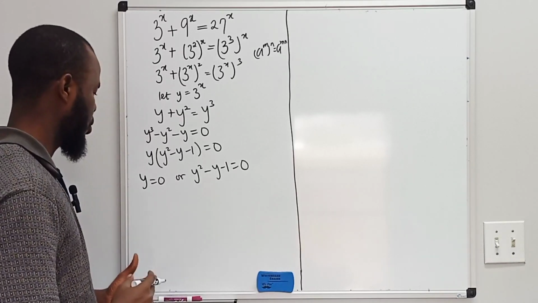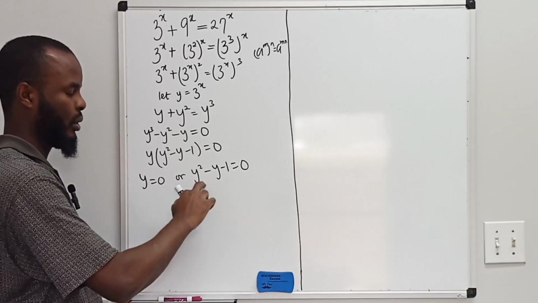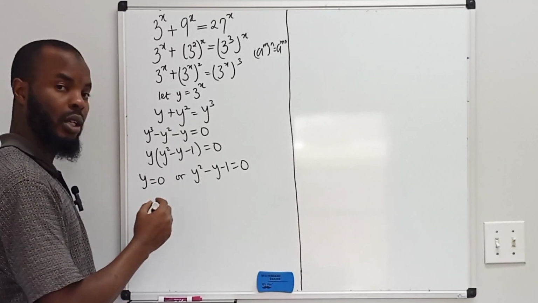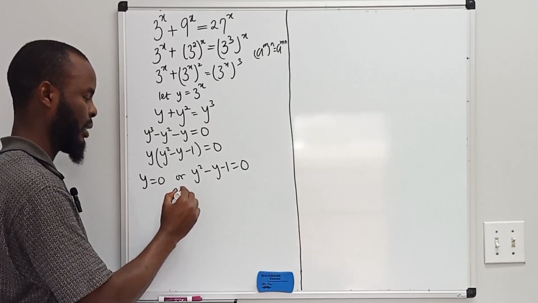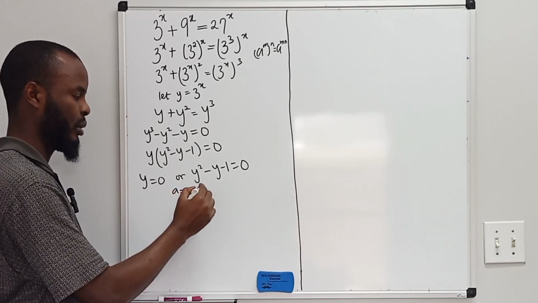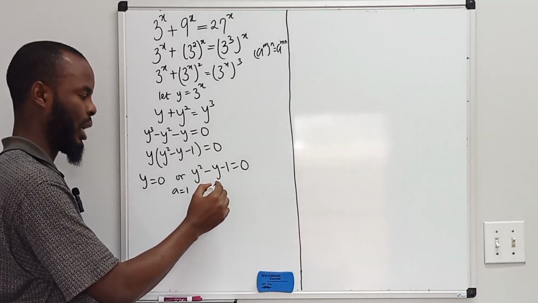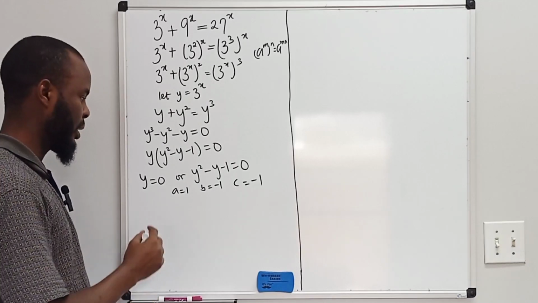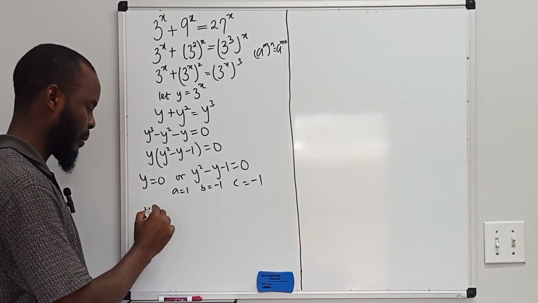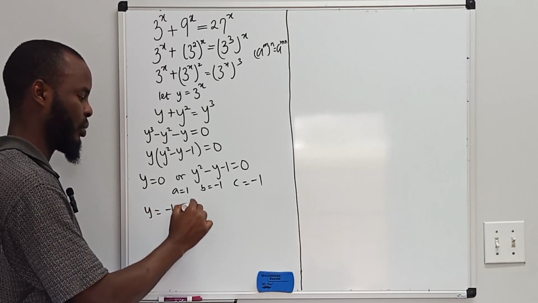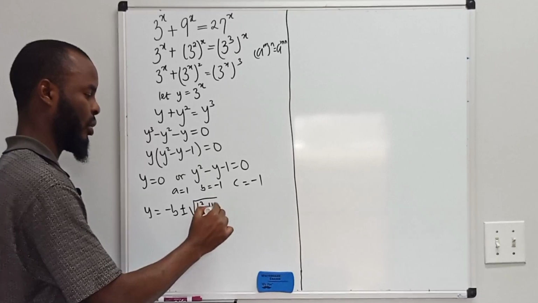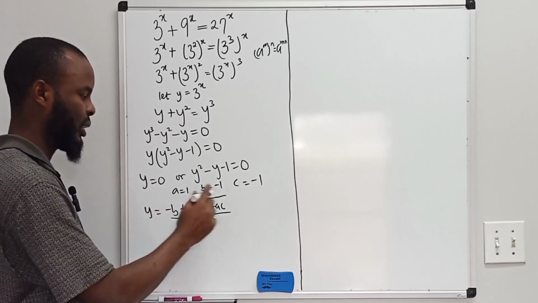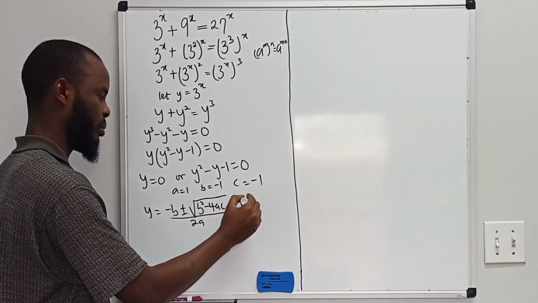So now we have this quadratic equation. Solving this quadratic equation, you can use the quadratic formula, whereby a is the coefficient of y squared, which is 1, b is the coefficient of y, which is -1, and c also is -1. Using this method, y equals minus b plus or minus root b squared minus 4ac over 2a.